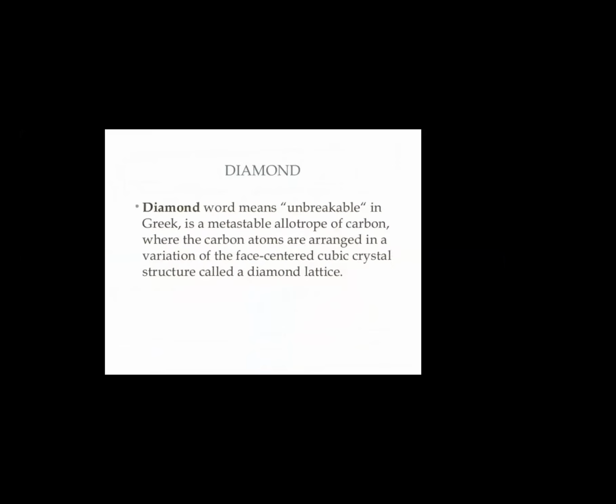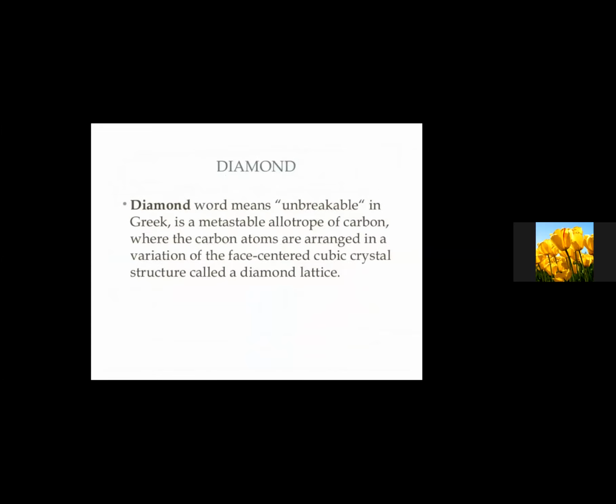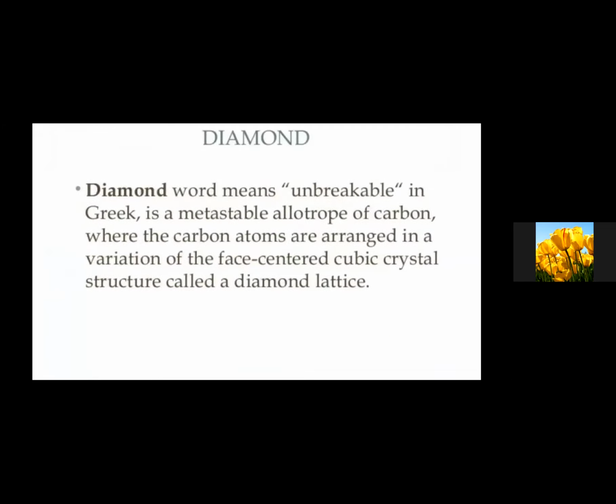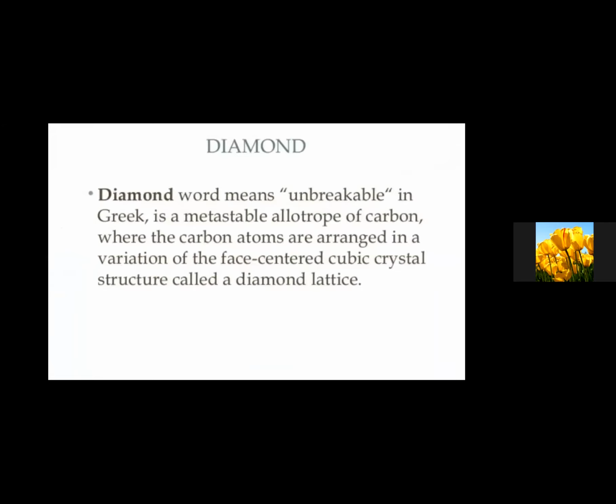Okay, we have discussed carbon, and we have already discussed the structure of graphite. The next most important allotrope of carbon is diamond. The word diamond means unbreakable in Greek, and it is a metastable allotrope of carbon, where the carbon atoms are arranged in a variation of the face-centered cubic crystal structure called a diamond lattice. We have already studied face-centered cubic crystals, and diamond is an example of a face-centered cubic crystal structure.